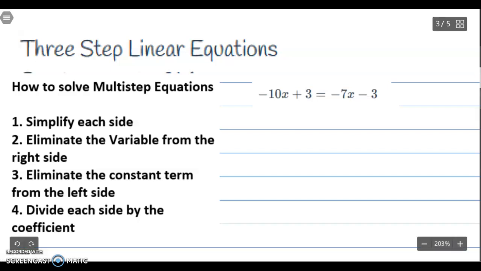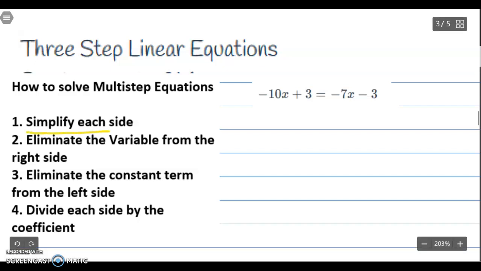Ware's videos. And today we're looking at three-step linear equations. Okay? So here I've got, and it says here how to solve multi-step linear equations, but this will help you with doing three-step linear equations. So we're going to go over each step here.